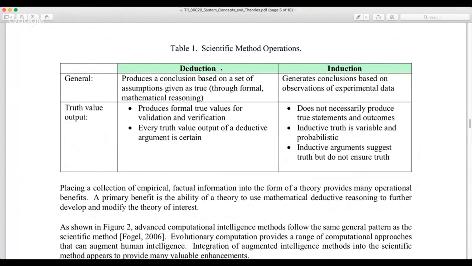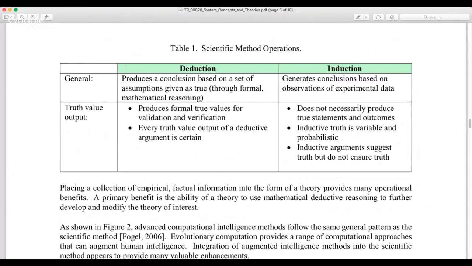And here's just a little table that shows the scientific method operations. Deduction produces a conclusion based on a set of assumptions given as true. They're not necessarily true, they may or may not be true, but they're assumed to be true through formal mathematical reason. And induction generates conclusions based on observations of the experimental data. And it can be based on a number of things.